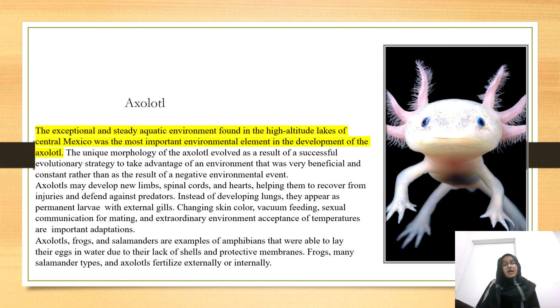Axolotl, frogs, and salamanders are examples of amphibians that were able to lay eggs in water because of lack of the shell and protective membrane that they need for the egg to survive on land. They do not have that, so that is why they can't fertilize eggs without water. They need water to fertilize the eggs.